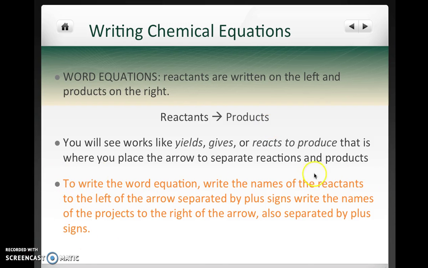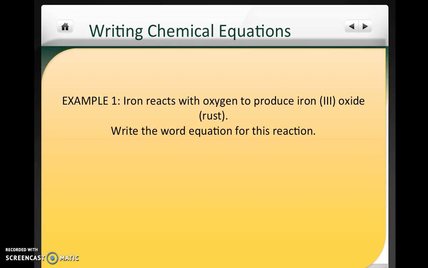So here in yellow, or orange, we have the answer to our objective. To write the word equation, you write the names of the reactants to the left of the arrow, separated by plus signs if you have more than one reactant. Then on the right side of the arrow, you have your products, again separated by plus signs if there are more than one products.